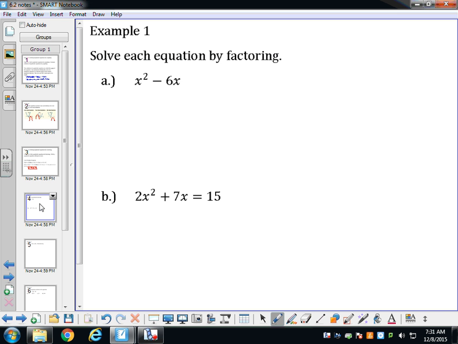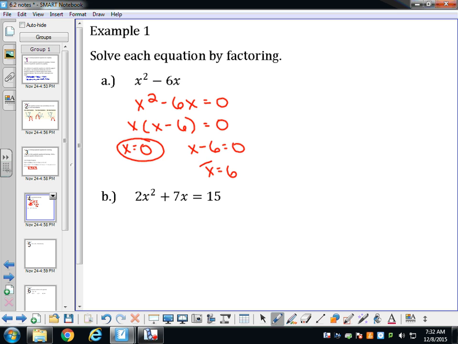For the first one, I can pull out my GCF. Then I set both of these equal to 0. So that means x equals 0, and x minus 6 equals 0, so x equals 6. So these are my two answers, and if I want to write them or think about them as the x-intercepts, it's going to be (0, 0) and (6, 0).